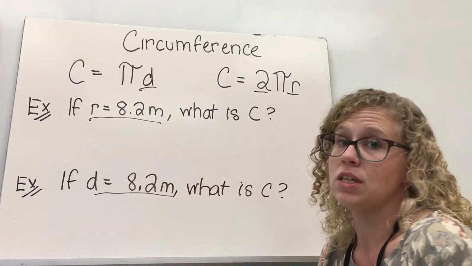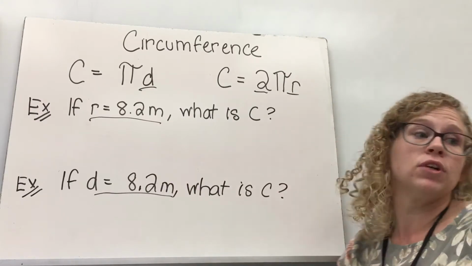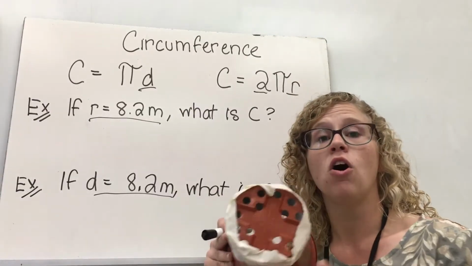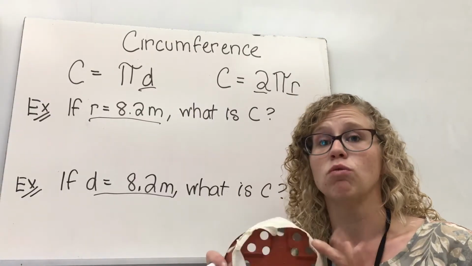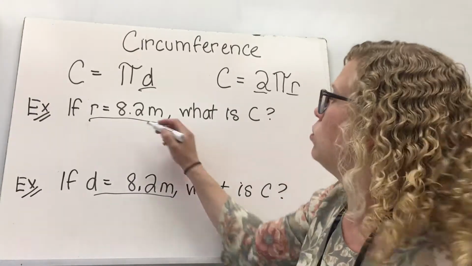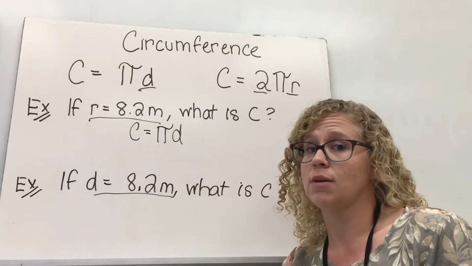So in the first example, if radius is equal to 8.2 meters, what is the circumference? So remember, when we're talking about circumference, we're looking for all the distance around the circle. So we can use our formula. Circumference is equal to pi times d. This is a good time to talk about pi.